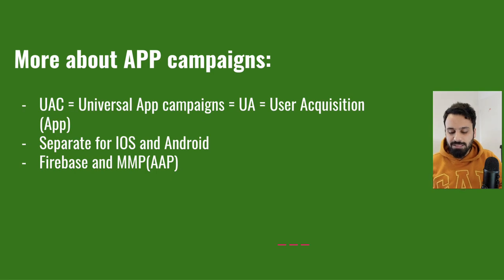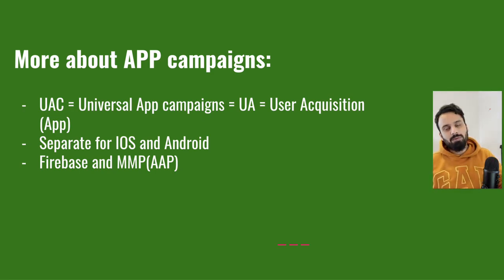One more thing you need to understand is, let's say for example you have an app. Let's say Uber Eats has an app, one for Android and one for iOS. If you want to create app campaigns on Google, you need to create separate campaigns, let's say an Android campaign and an iOS campaign. So this is one thing you need to remember. You cannot have one campaign where you promote both your Android and your iOS apps.